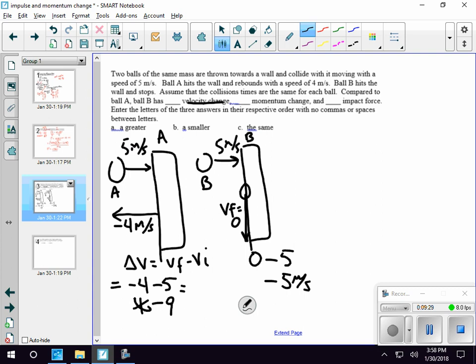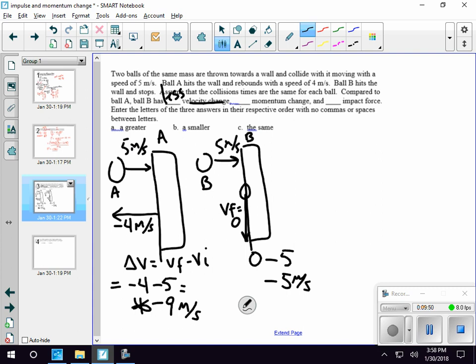This one has a greater velocity change. Rebounding always has a greater velocity change. So ball B has less velocity change. Actually, I'm not even going to write B. Let's change that. Less velocity change.